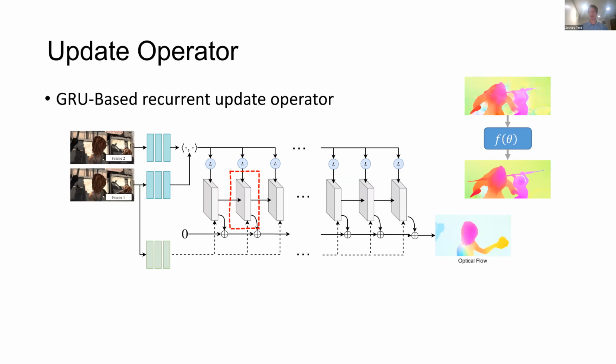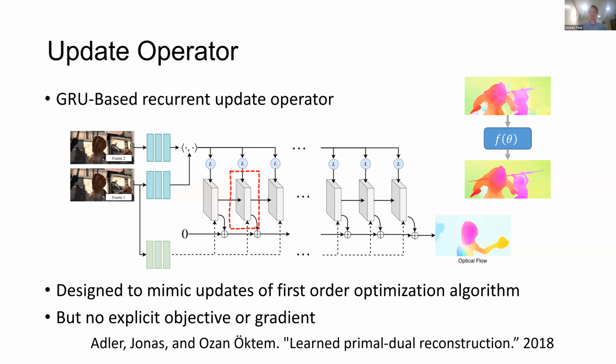This update operator is a GRU-based update operator, and we use a GRU because it allows us to maintain a history of past flow estimates. This GRU can encode the history of optical flow estimates that we've received per pixel. At every iteration, this convolutional GRU uses the current estimate of optical flow to perform the lookup operation I just described from the correlation volume. This convolutional GRU is designed to mimic the updates of a first order optimization algorithm. But we define no explicit objective or gradient. Instead, we use the correlation features to propose the update direction.